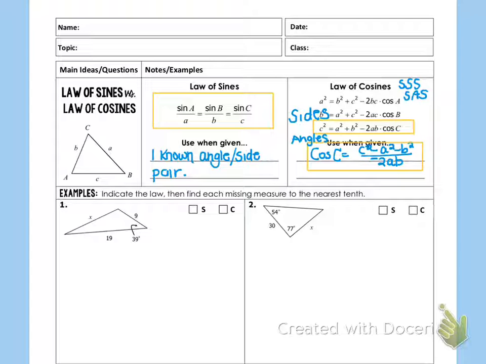So taking a look at example 1, our first decision is to decide which, sine or cosine law, we are going to use. And that's what these little boxes are for, to check off which one you're going to use. And so what I do is I look around the triangle and I look to see, do I have an angle-side pair that I know both of? And I do not. So my process is really to figure out, can I use law of sines? And if I can't, then law of cosines is the backup plan.